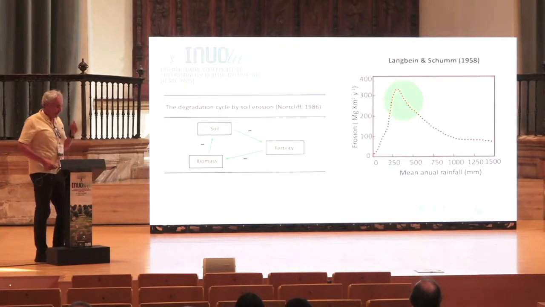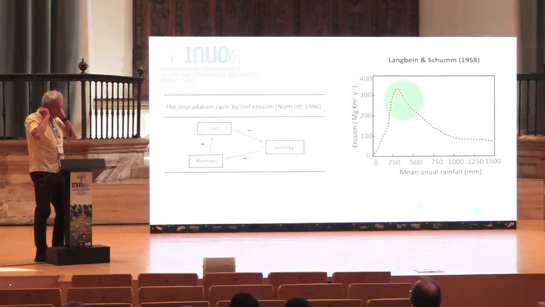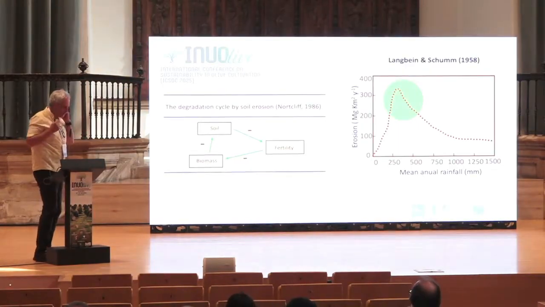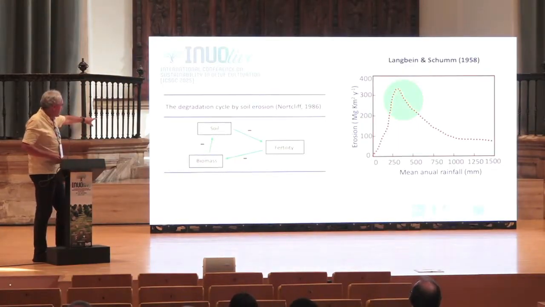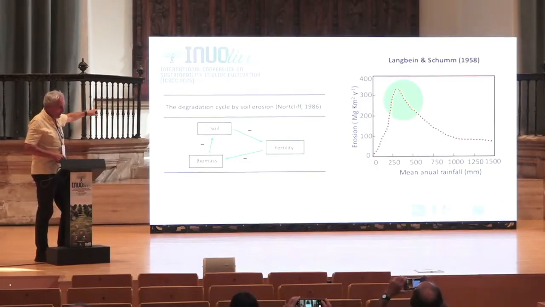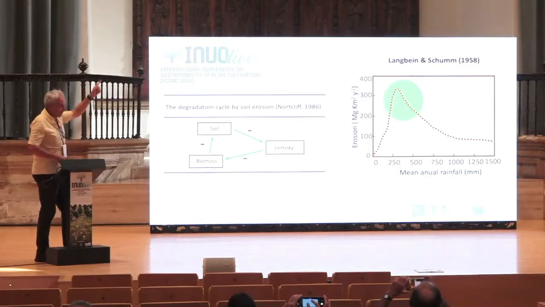A couple of key questions, a couple of basic concepts. The first one is the cycle of degradation by soil erosion. If you have a soil and you remove part of the soil, you lose fertility. If you lose fertility, you have less biomass. If you have less biomass, your soil will be more eroded. Then it's a circle that is making your land more degraded. This is desertification. And this can start with soil erosion or with loss of fertility or with loss of vegetation.